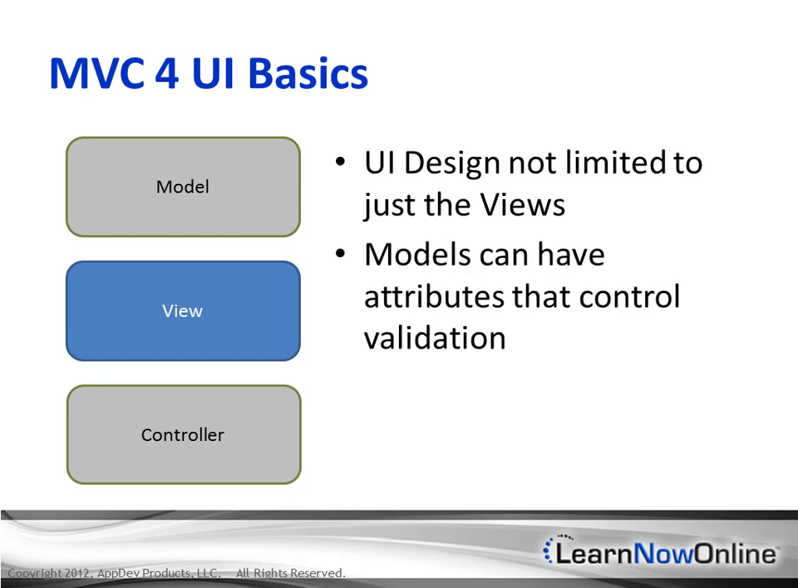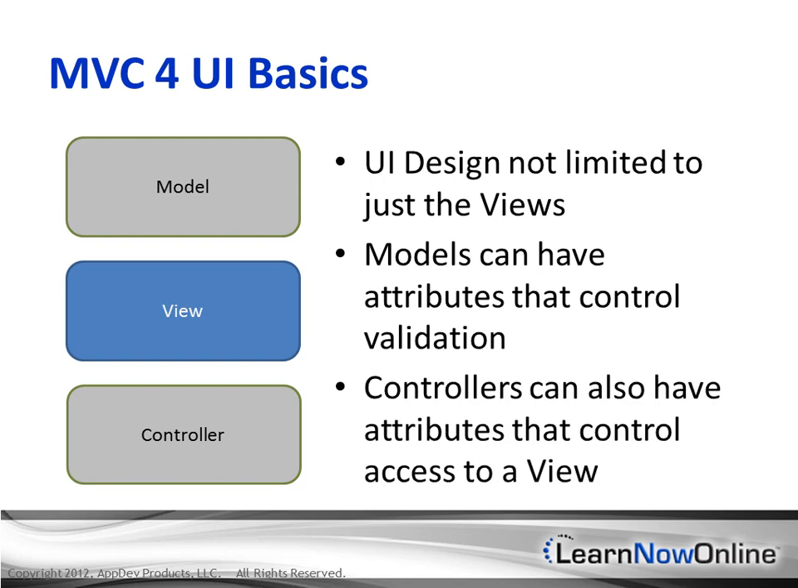Models can also have attributes that control the views, such as required, string lengths, and other custom attributes. Controllers can also have attributes that control access to the view, like you can allow anonymous to certain action results, or you can require logins to secure other parts of your controller.